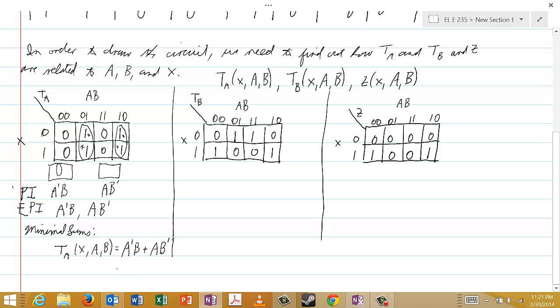Which of course can also be written as A exclusive or B. And that is the only minimal sum. Now let's look at T sub B. Again, there are no rectangular groupings of 4 one-cells, but we do have 2 rectangular groupings of 2 one-cells. We have this one, and we have this one.